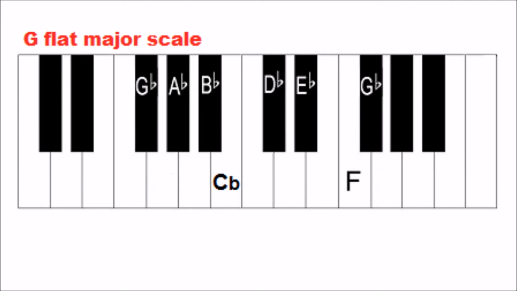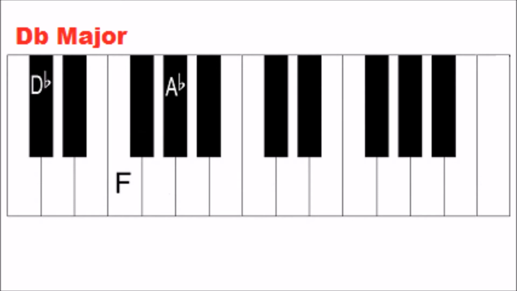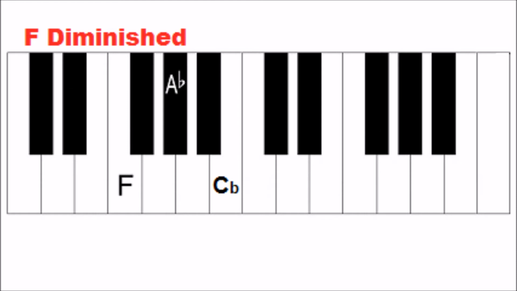You can do this with any note in the scale to come up with chords in the key of G flat major. You can do this for the notes C flat, D flat, E flat, and F. And you will clearly see that the chords have to be none other than C flat major, D flat major, E flat minor, and F diminished, respectively.